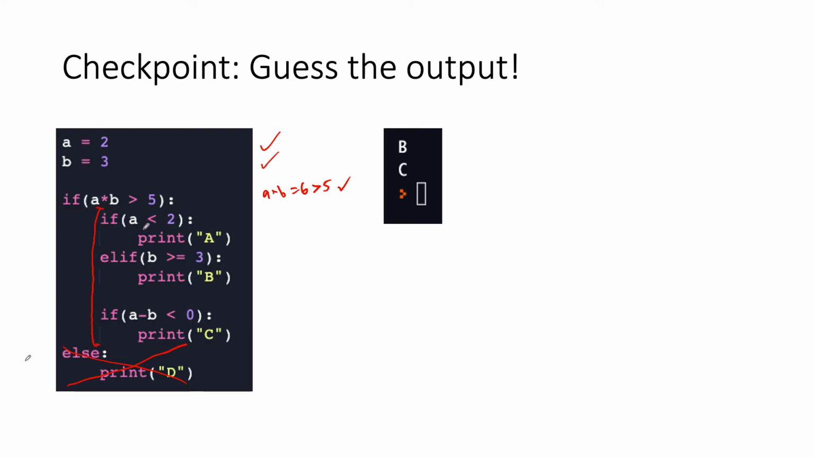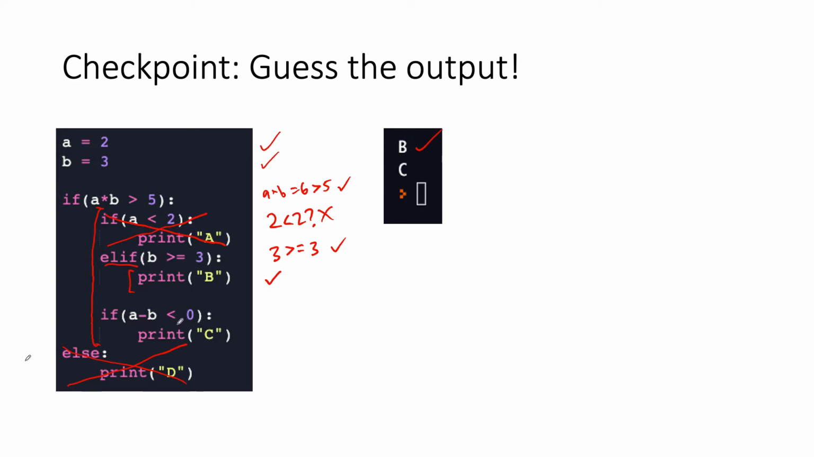Then from here, you see if A is less than 2. Is 2 less than 2? That is wrong. So you will ignore this block of code and go on to the next statement. If B is greater than or equal to 3, is 3 greater than or equal to 3? That is true. So it will execute this block of code, and in this case, it is print B. So that's why we see the first B over here.